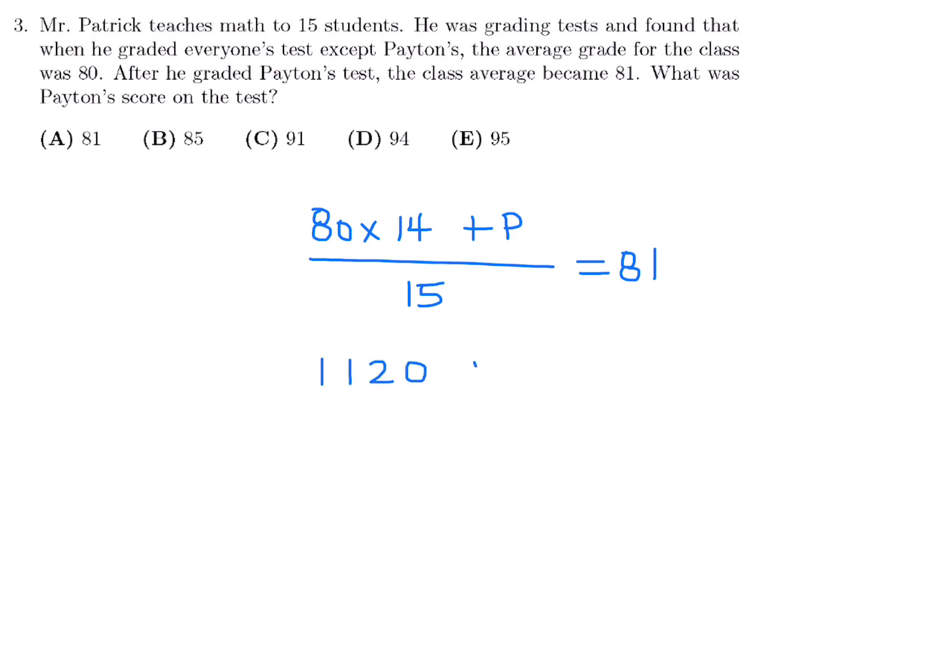This is 1120 plus P is equal to 81 times 15, which is 1215. P, therefore, is 95. And that's his score. Number 3 is E.